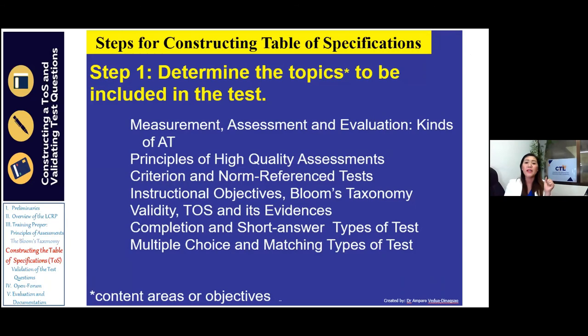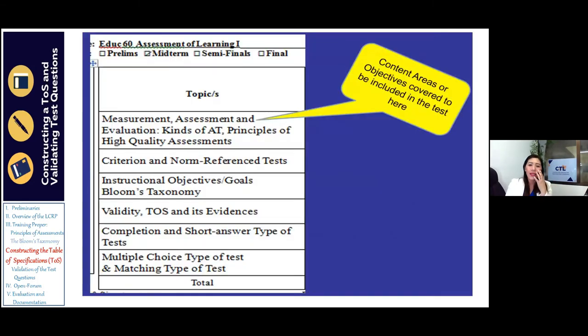Okay, so the first step is to determine the topics to be included in the test. For example, in my class EDUC 61, we write our content there in the list of topics. You can also Google some universities, which list outcomes apart from topics. But of course, we can decide on the topics ourselves.